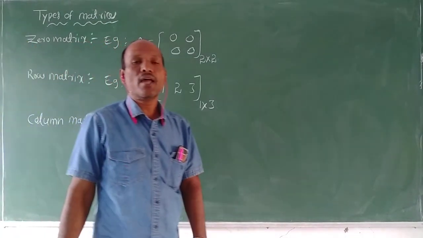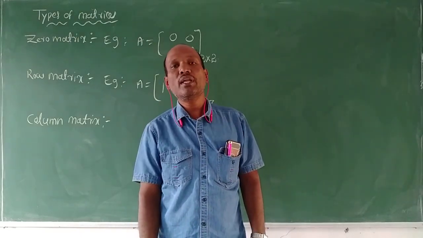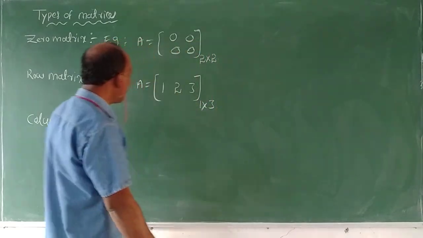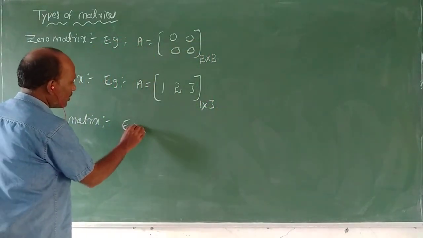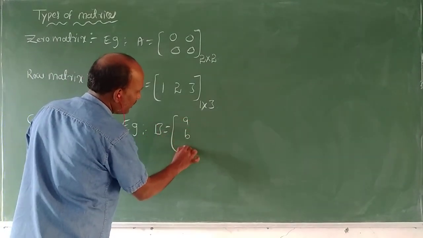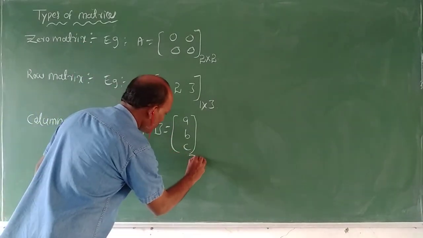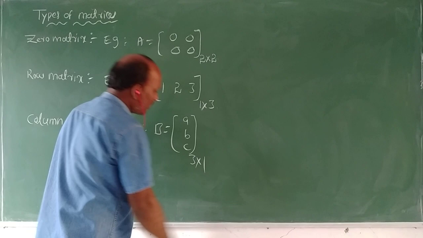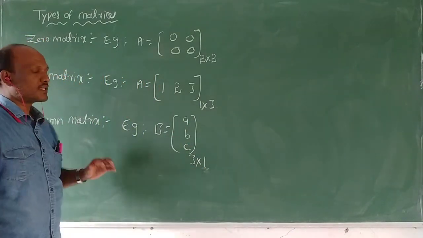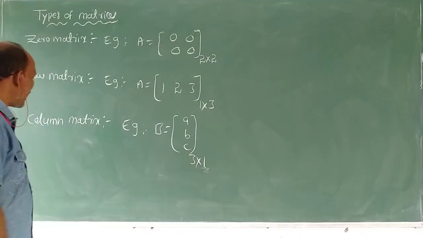Next, column matrix. A matrix having only one column is called column matrix. For example, capital B equal to A, B, C. This is column matrix. How many rows? 3 rows. How many columns? 1 column. 3 rows, 1 column. A matrix having only 1 column is called column matrix.